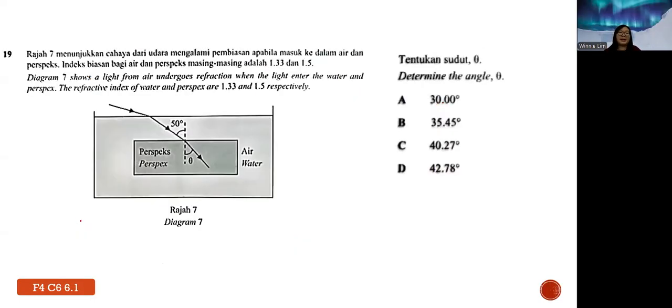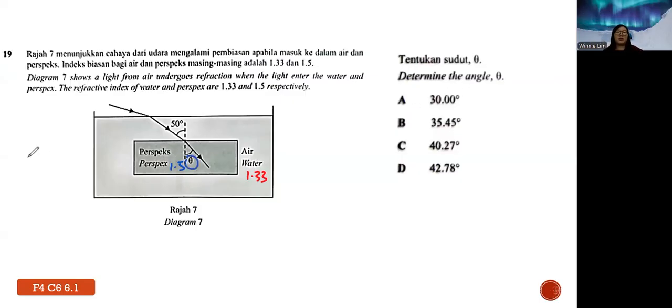Okay, then moving on, 19. Diagram 7 shows light from air undergoing refraction, where the light enters the water and perspex. Water has a refractive index of 1.33. Perspex has a refractive index of 1.5. It's showing you that in perspex, a higher refractive index means optically denser. So they want you to find this theta.